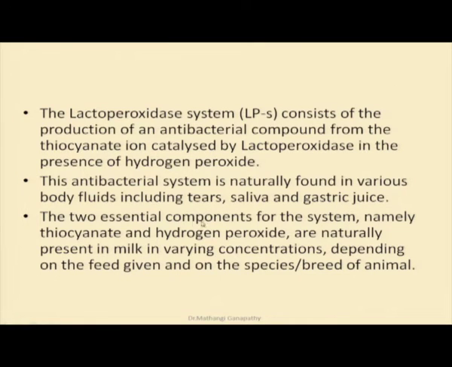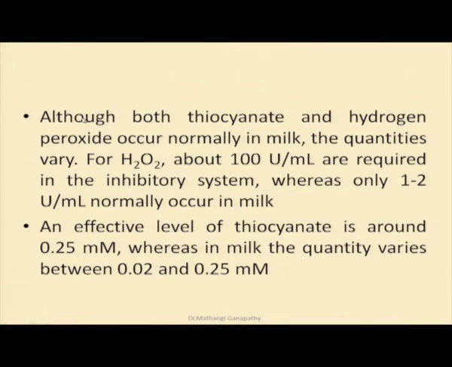The two essential components, namely thiocyanate and hydrogen peroxide, are naturally present in the milk in varying concentrations. The concentration of both the thiocyanate and hydrogen peroxide depends upon the feed given to the organism, on the species and breed of the animal concerned. The quantities of thiocyanate and hydrogen peroxide which naturally occur in milk vary, as I said, depending upon the organism, the breed of the organism.